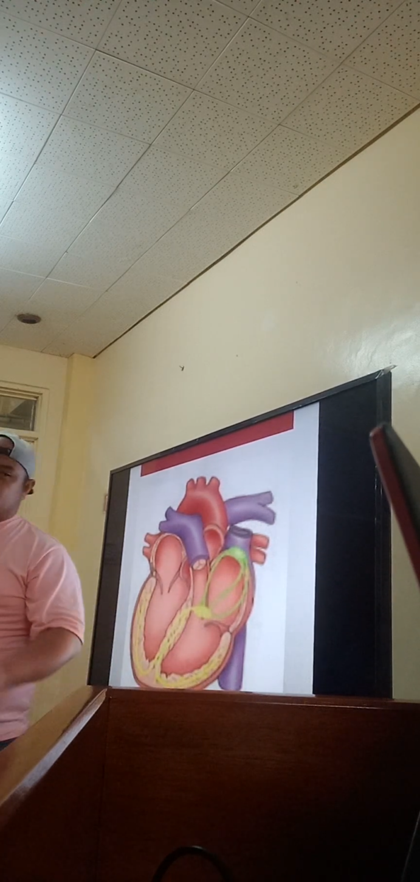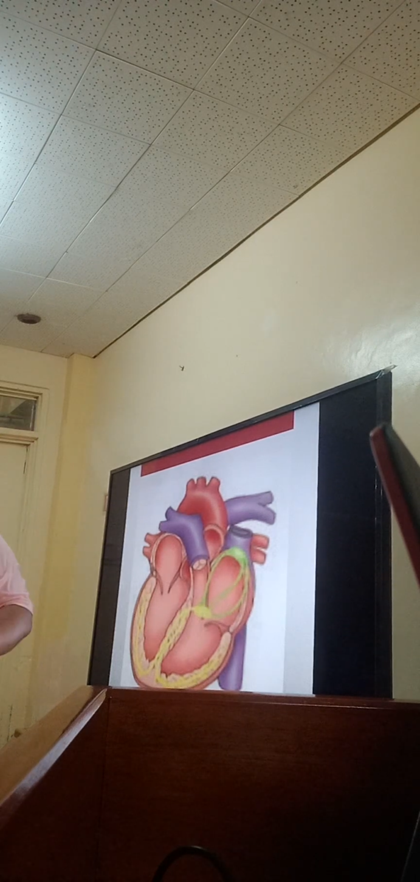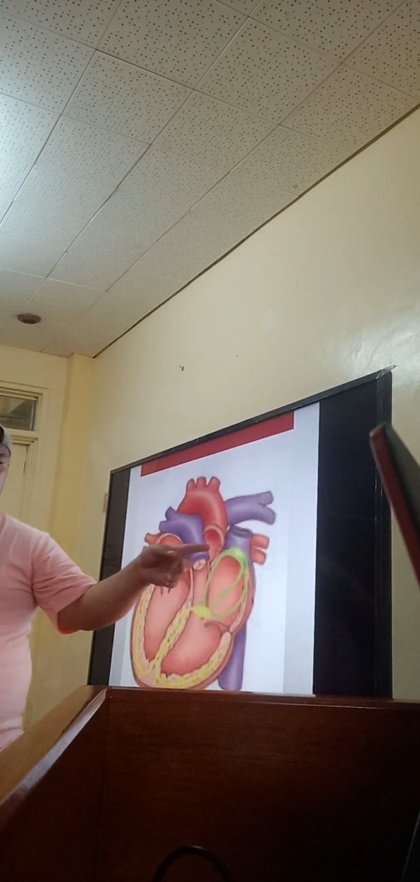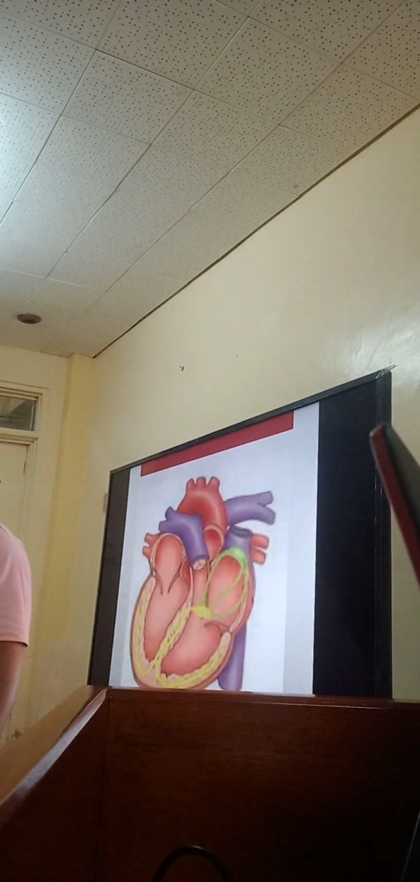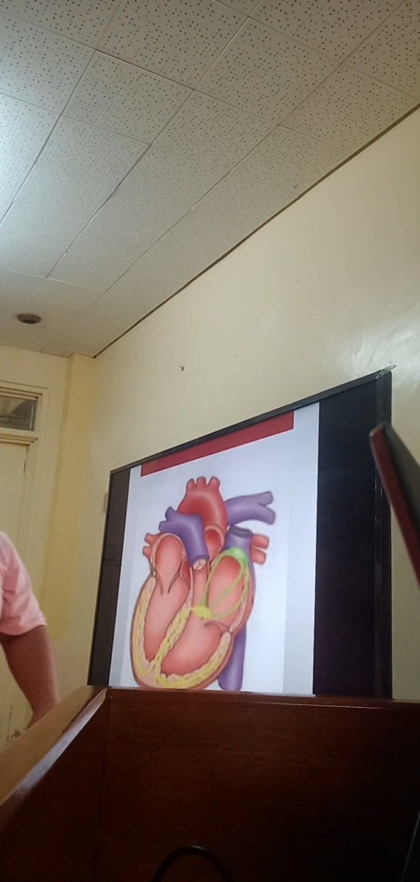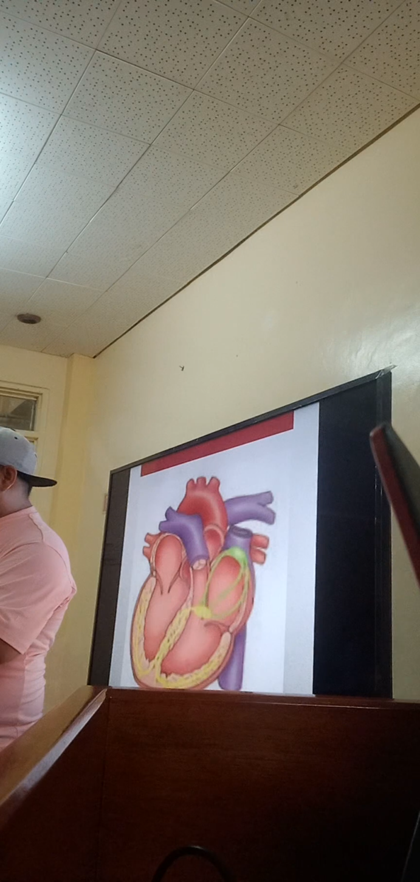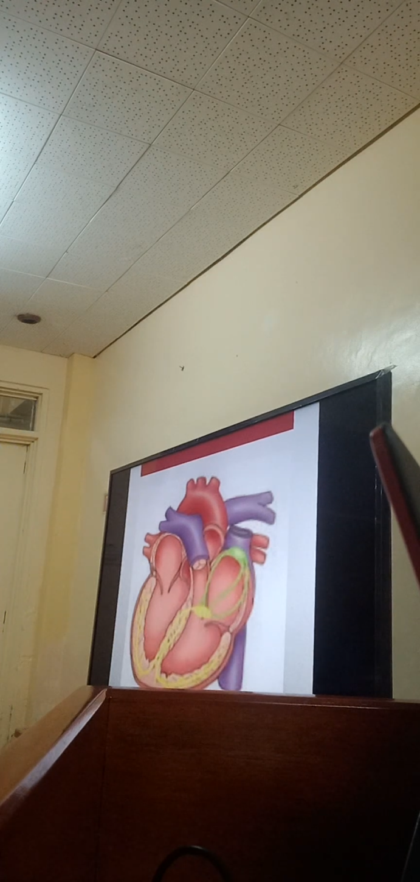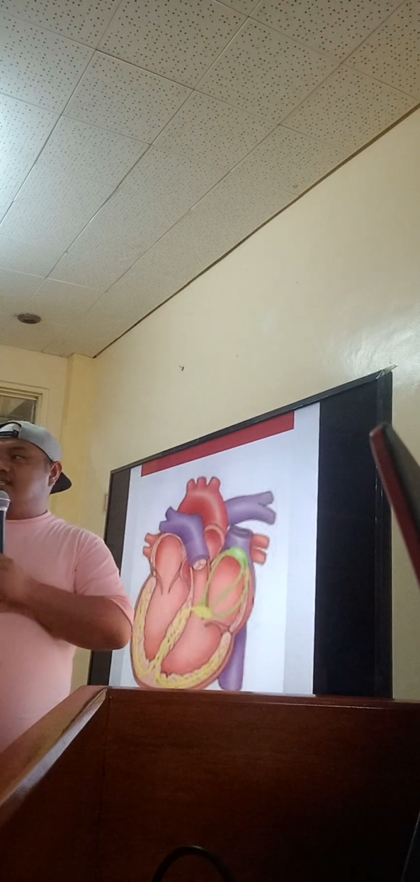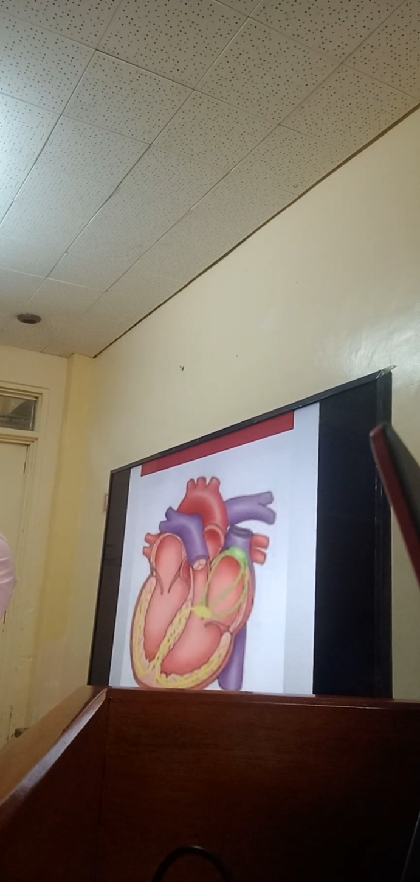Kaya tayo? Yes. Ngayon, everything starts in your SA node. So si SA node will now release your electrical impulse. So SA node has the ability to produce 60 to 100 impulses per minute for an adult person. Ulitin ko. SA node produces 60 to 100 electrical impulses per minute in an adult person. Katumbas yan ng isang impulse equals to 1 heartbeat. Kaya meron tayong pulso na 60 to 100 ang normal.